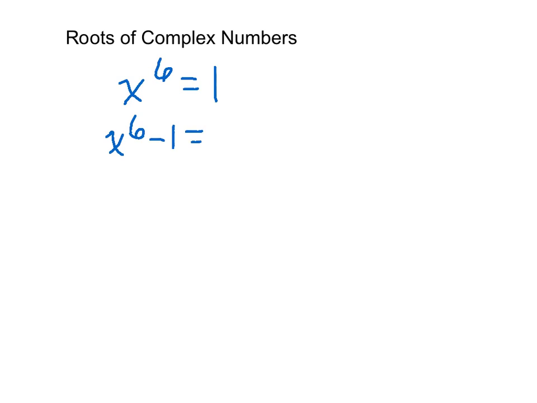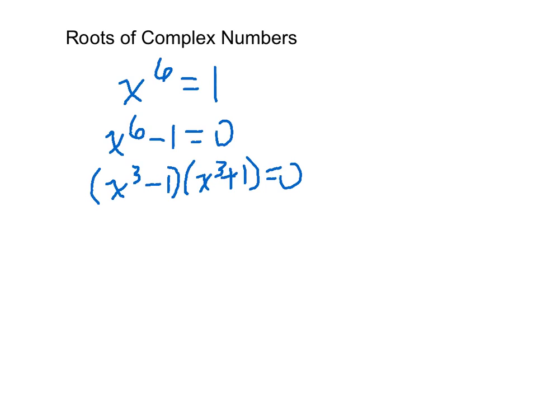After I set it equal to 0, I've got x to the sixth minus 1 equals 0. I can break that down into factors of x cubed minus 1 times x cubed plus 1. And that is still equal to 0. If I continue to factor this, my x cubed minus 1, using the rules of the difference of cubes, I can rewrite this as x minus 1 times the quadratic x squared plus x plus 1.